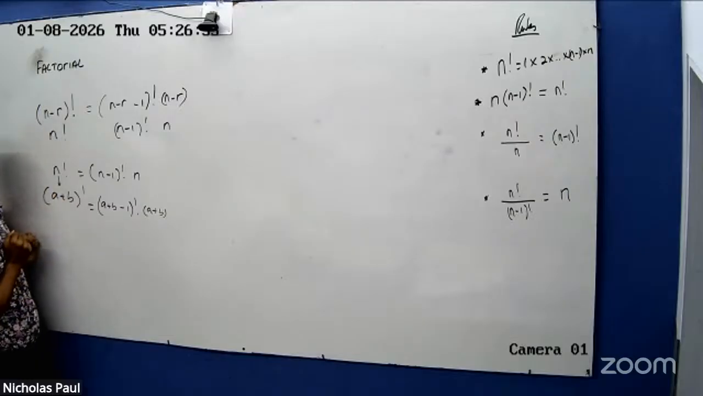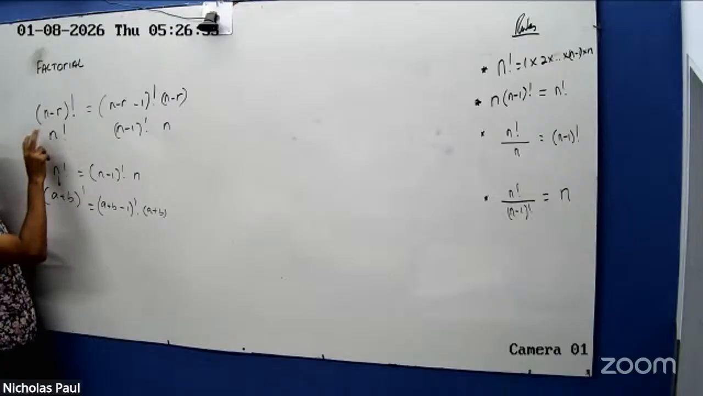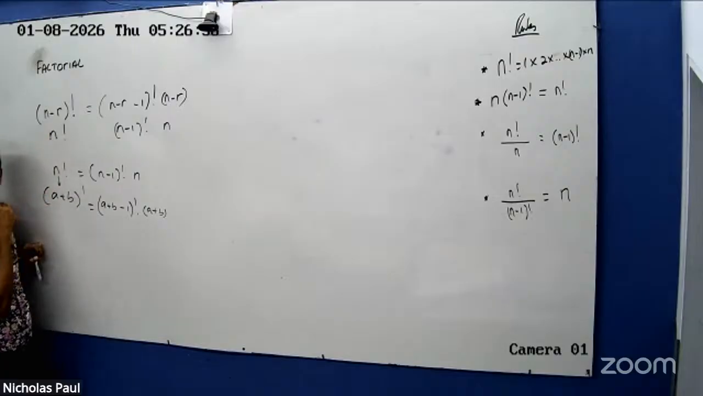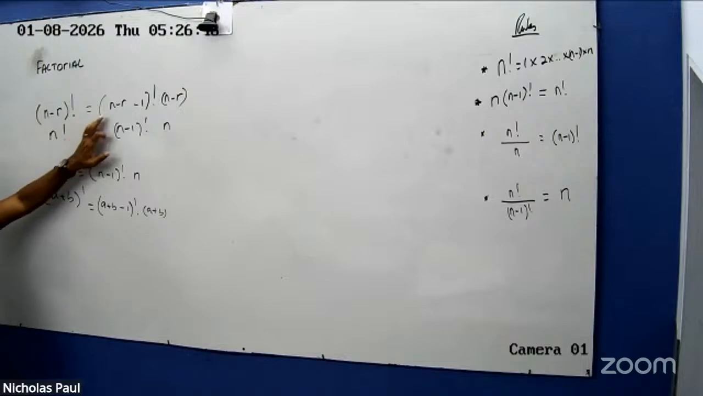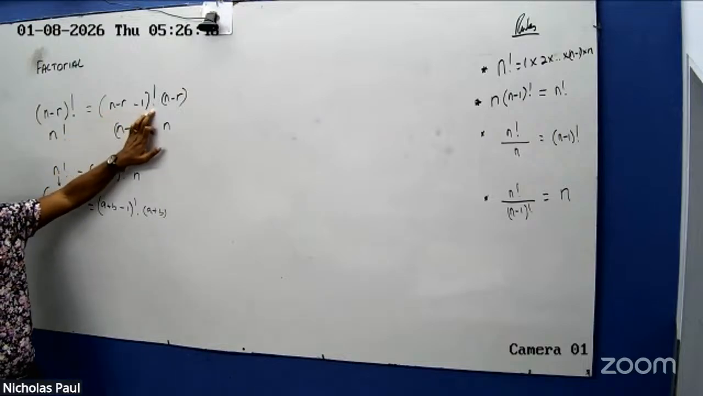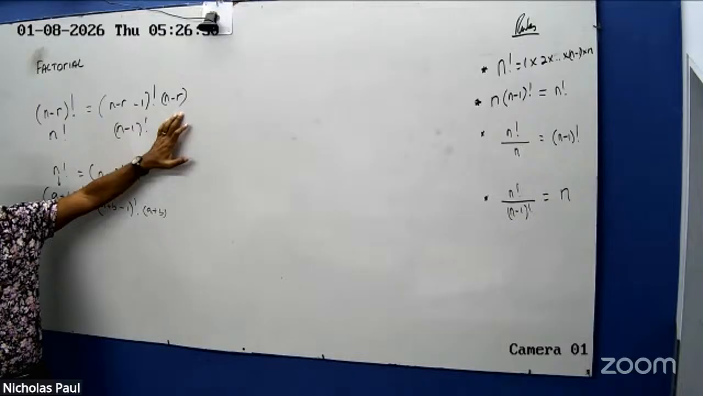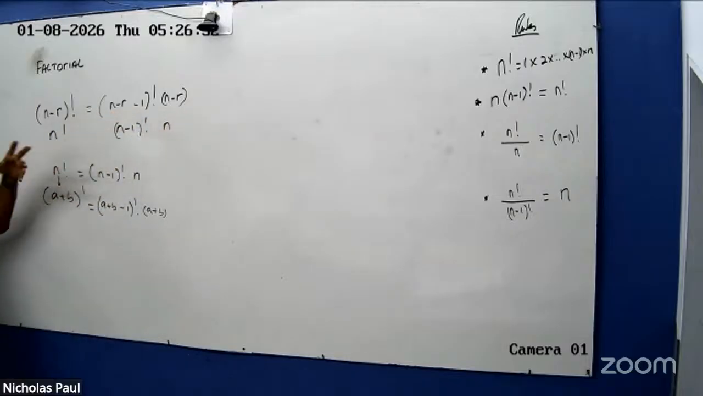Same concept here, but I use n and r because those are the letters that we're going to be using all the time. Are you okay with that? So n minus r factorial is the same as n minus r minus 1 factorial by n minus r. There's a reason I'm using these letters, and I'll show you in a little while. Everybody okay with that?